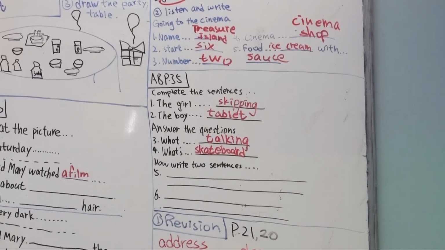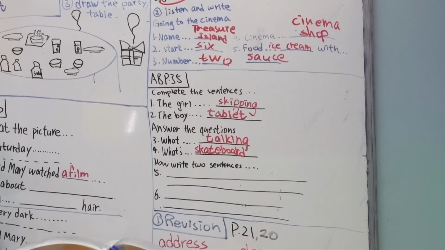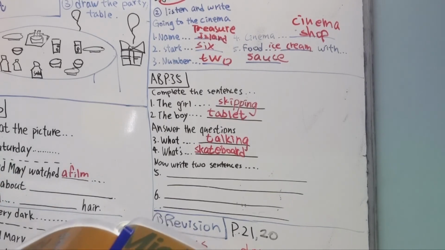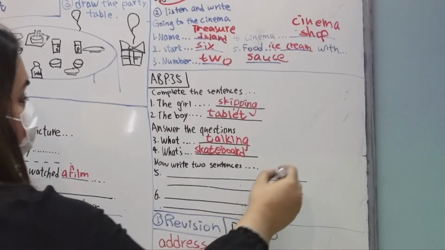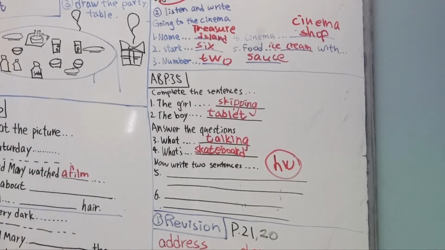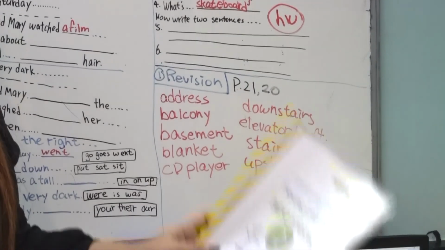Yes? So I've done this for you, okay? This 5 and 6. Here you have to write some sentences about this picture, okay? By yourself. Write 2 sentences about the picture. That is your homework. Please go home and finish this part. And please go home and do some revision on page 21 and 20 in your workbook.